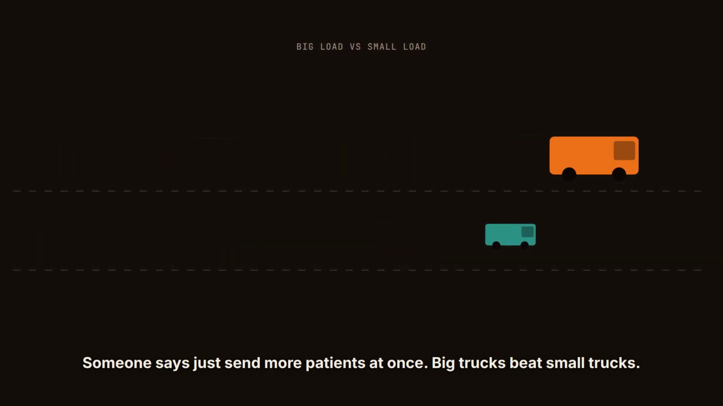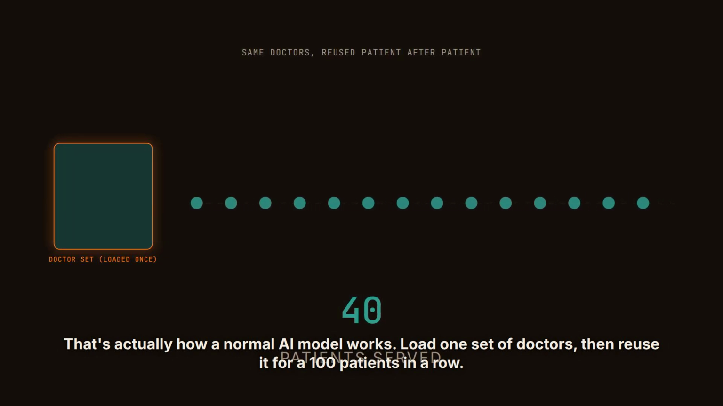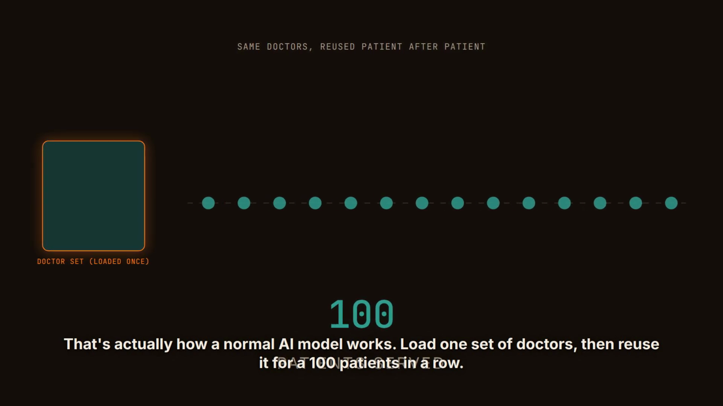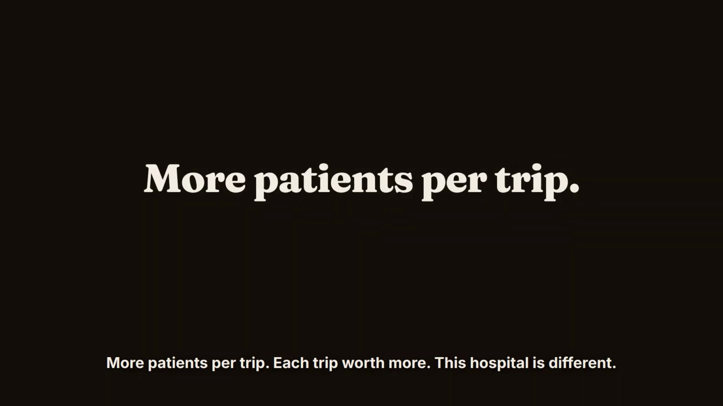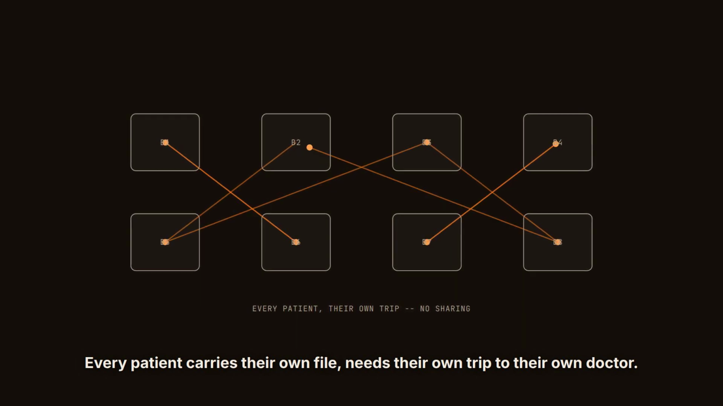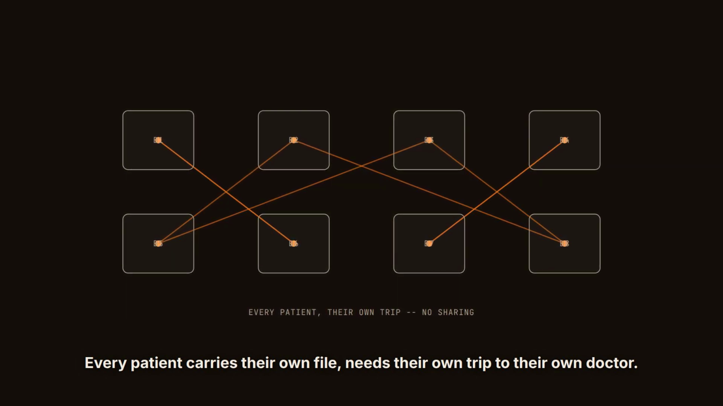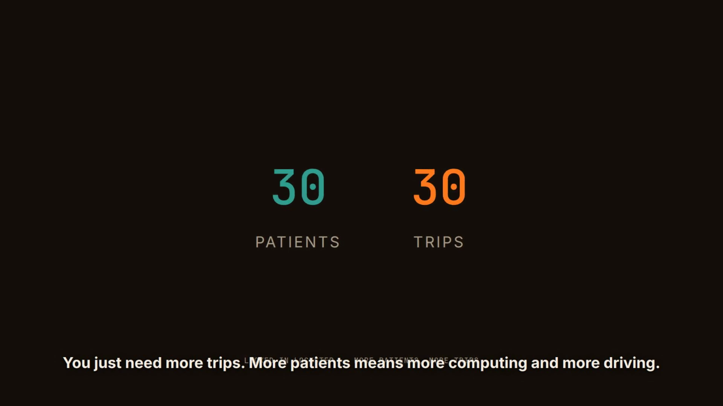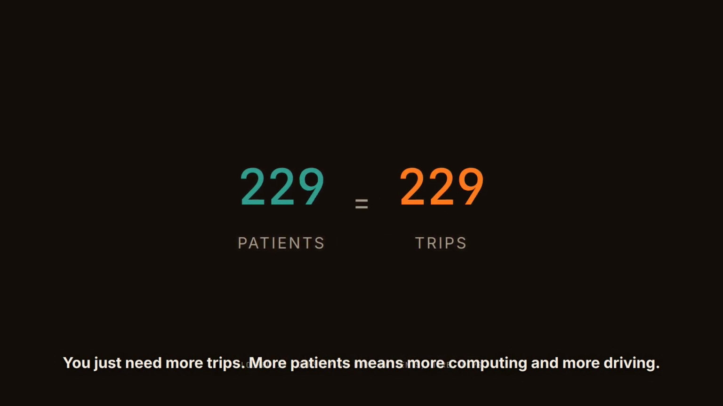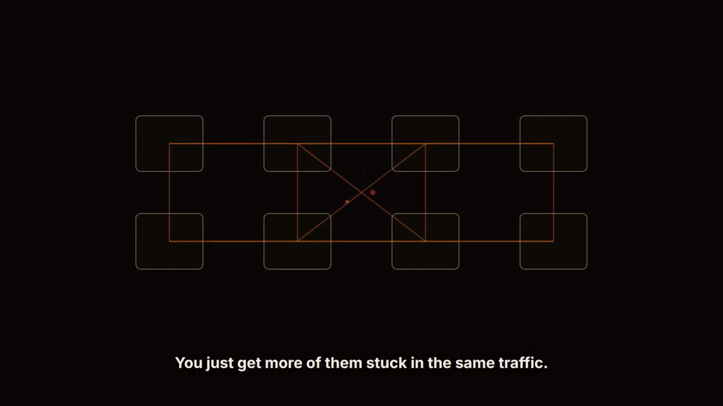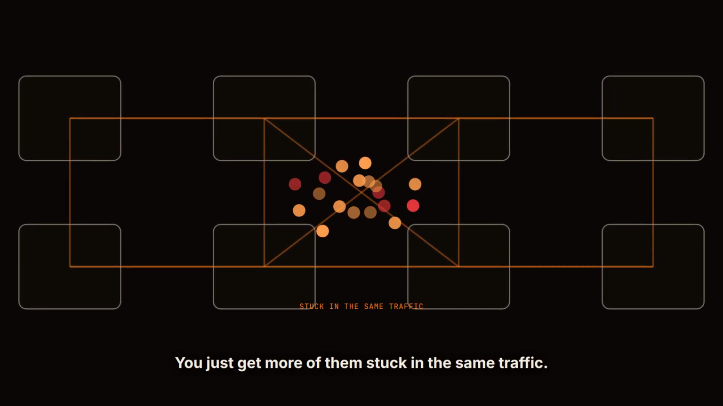Someone says, just send more patients at once. Big trucks beat small trucks. That's actually how a normal AI model works. Load one set of doctors once, then reuse it for 100 patients in a row. More patients per trip. Each trip worth more. This hospital is different. Every patient carries their own file, and needs their own trip to their own doctor. So with more patients you don't get more value per trip. You just need more trips. More patients means more computing and more driving. Both go up together. The trucks never get more efficient. You just get more of them stuck in the same traffic.